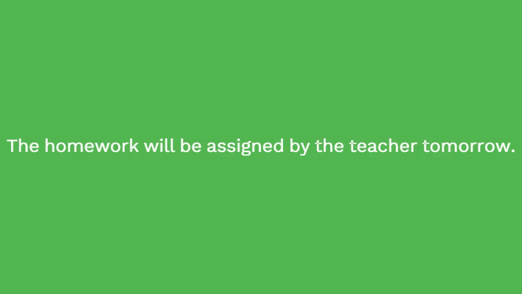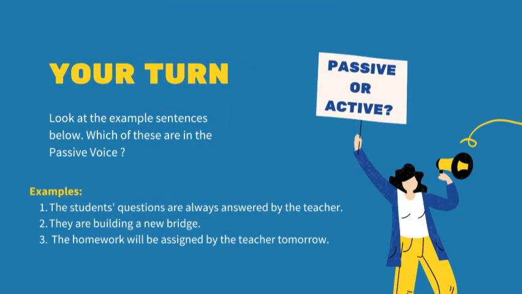Let's look at 3, which is also passive, right? The homework will be assigned by the teacher tomorrow. Homework is receiving the action of being assigned, be assigned by the agent, the teacher, tomorrow. The active voice, just in case, is number 2. They are building a bridge, right? They, which is the subject, are building, they are doing the action, and the object bridge there. So the 2 passive sentences are 1 and 3.